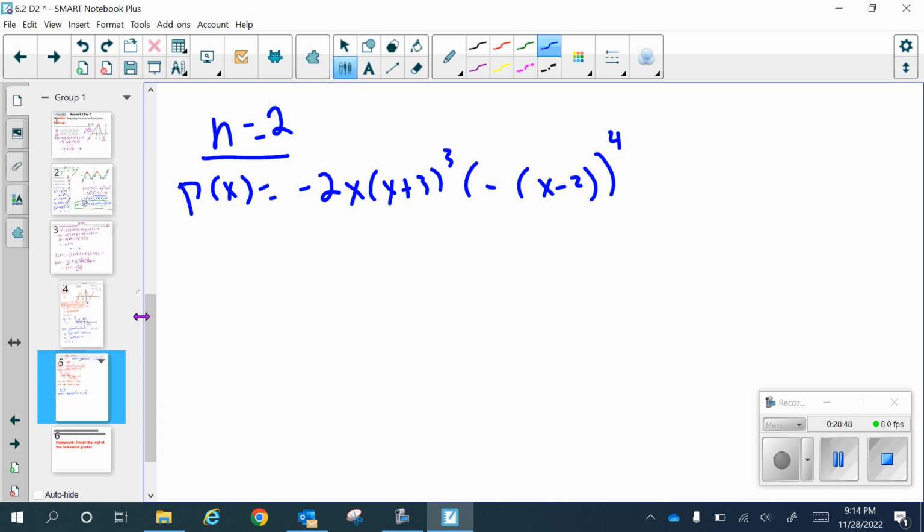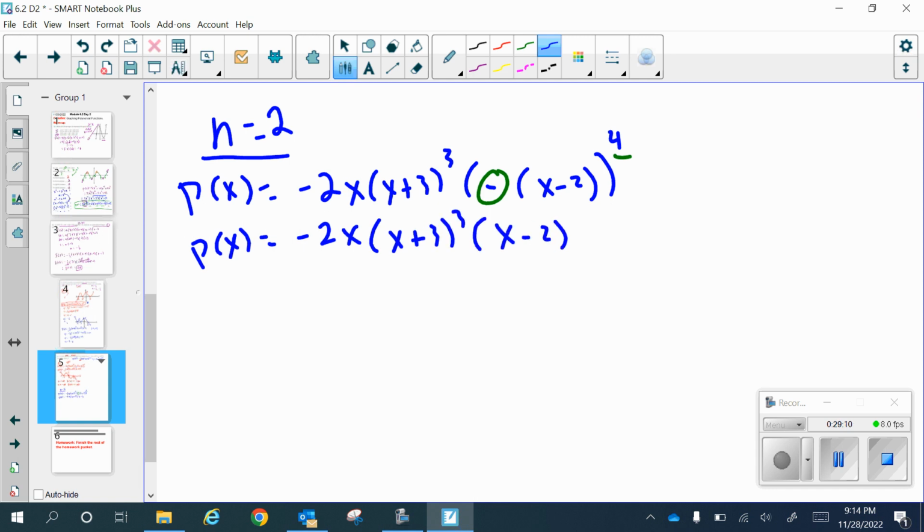First thing I'm going to do here is also get rid of this negative right here. And just like before, I can just raise it to the 4th power and take it outside. So negative 1 to the 4th power is just a positive 1. So just like last time, it just goes away. So p of x equals negative 2x, x plus 3 cubed, times x minus 2 to the 4th power.